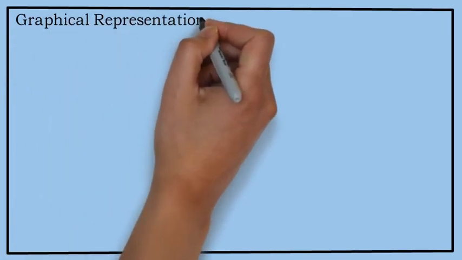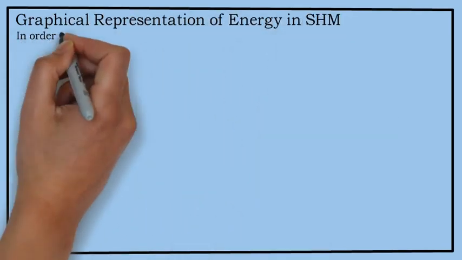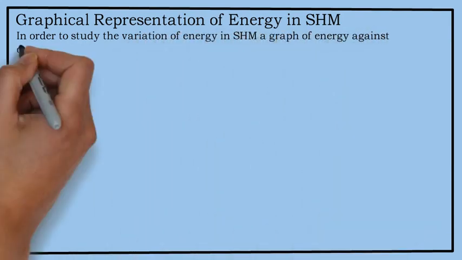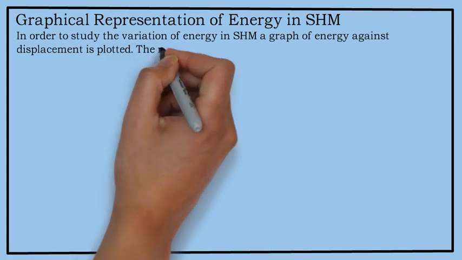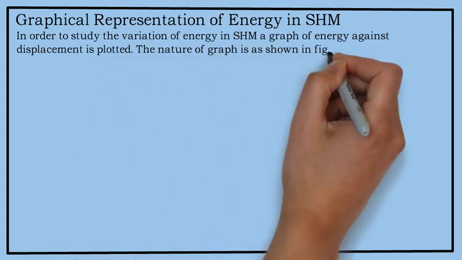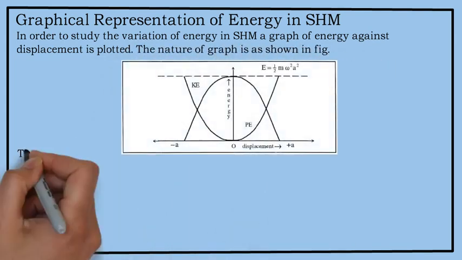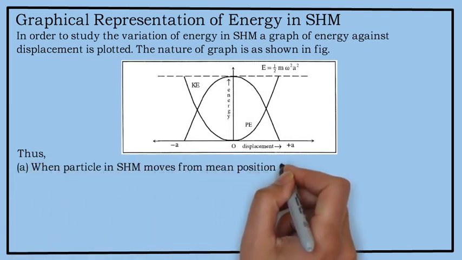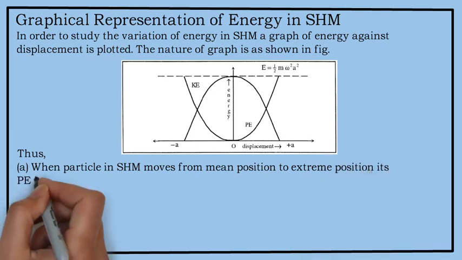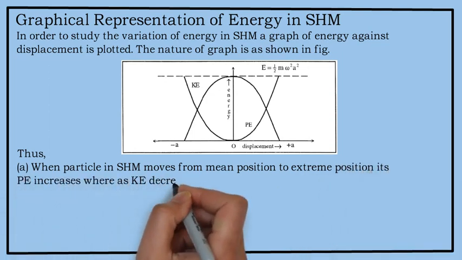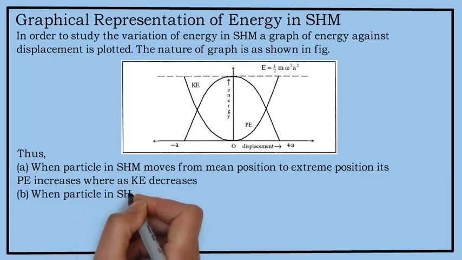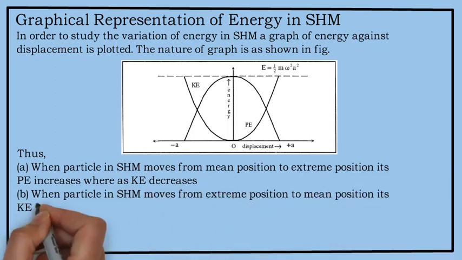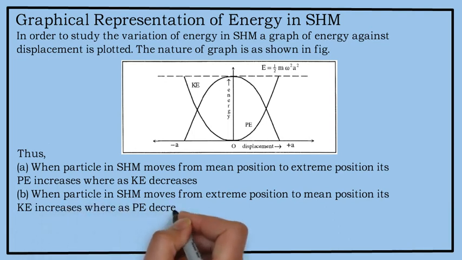Graphical representation of energy in SHM. In order to study the variation of energy in SHM, a graph of energy against displacement is plotted. The nature of the graph is shown in the figure. A. When a particle in SHM moves from the mean position to the extreme position, its P increases whereas its K decreases. B. When the particle in SHM moves from the extreme position to the mean position, its K increases whereas P decreases.